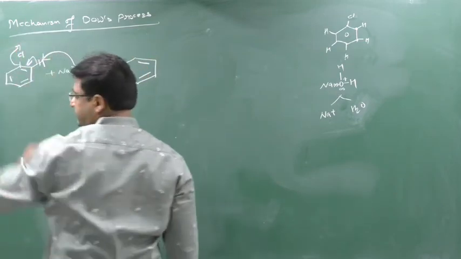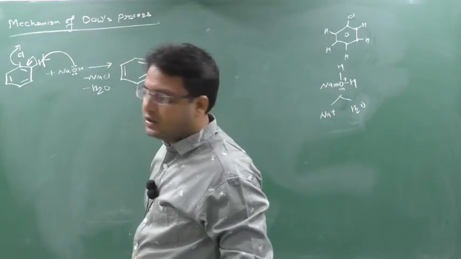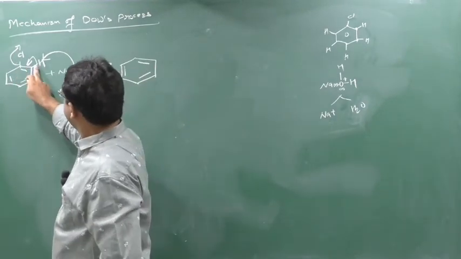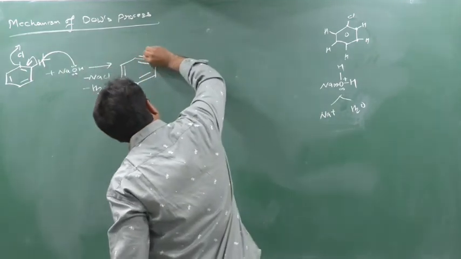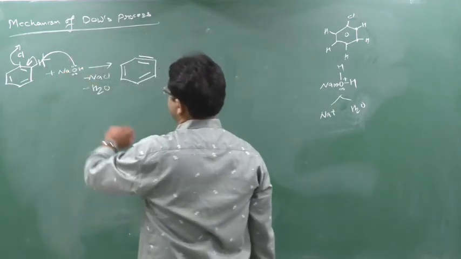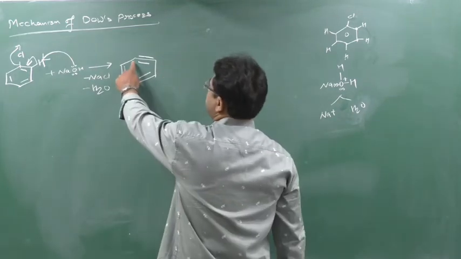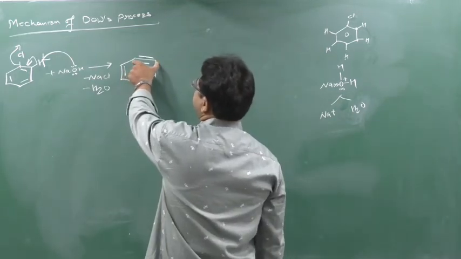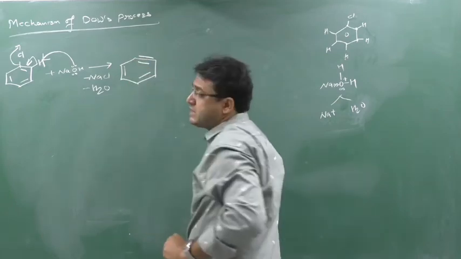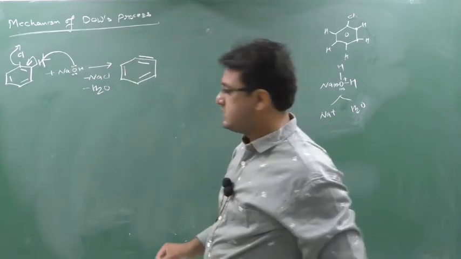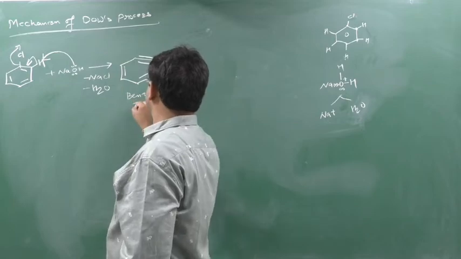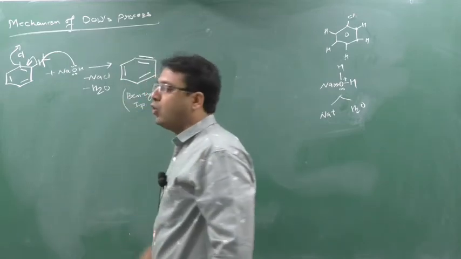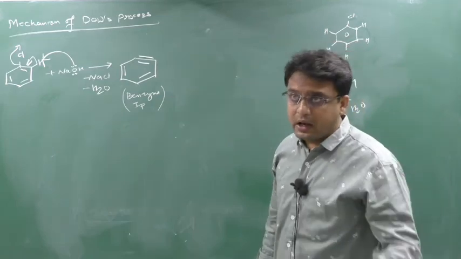Cl is removed as Cl minus, so there will be one electron here and H is removed. So this whole bond is shifting here, and Cl is removed. Now see, the valency of carbon is fulfilled. Carbon-carbon double, triple bond, yes or no? But it is a highly unstable species. So this we call a benzyne. Okay, and this is the intermediate product which is formed during the Dow process. And this is highly unstable.